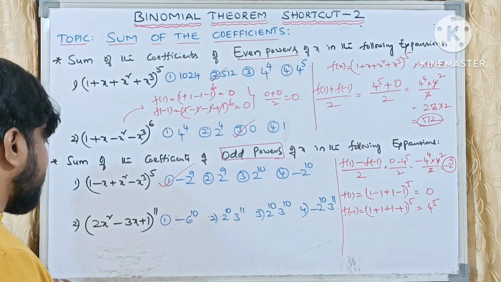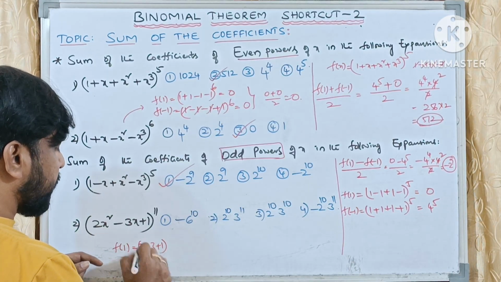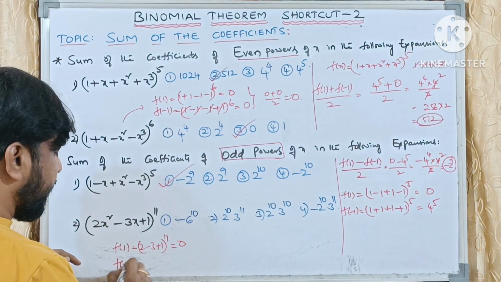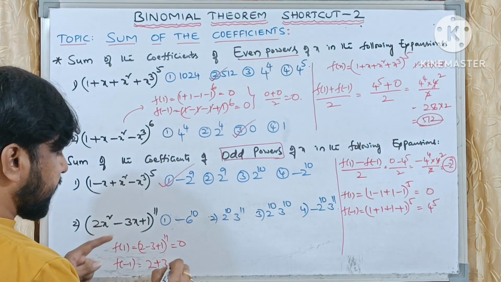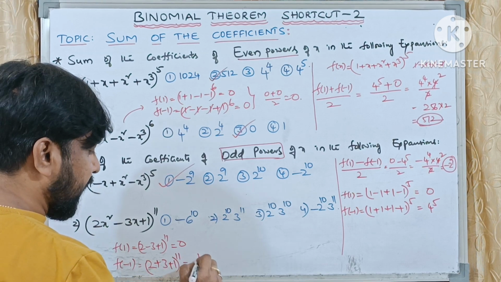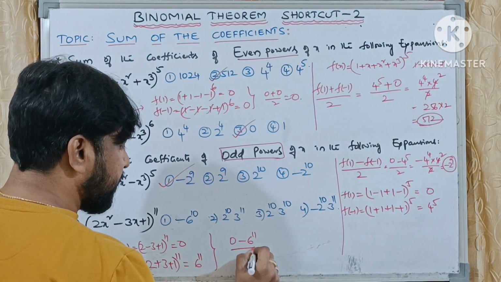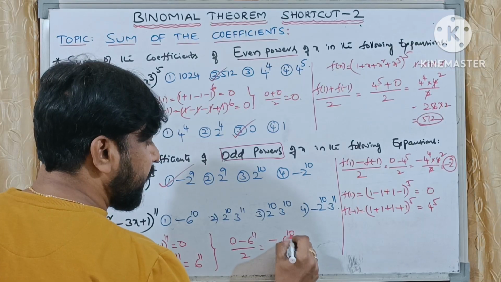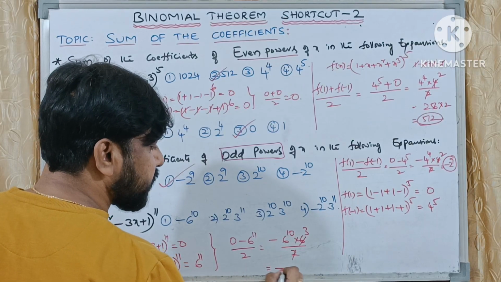Let us move to the next question in a similar way. f of 1 is nothing but what? 2 minus 3 plus 1 whole to the power of 11. This is nothing but minus 1, cancel. Then f of minus 1 can be written as 2, minus of minus plus 3 plus 1 whole to the power of 11, and hence this is nothing but 3 plus 3, 6 power 11. Then after applying the formula you are getting 0 minus 6 power 11 by 2, and hence minus 6 power 10 into 6 by 2. The 2 3s are cancelled.